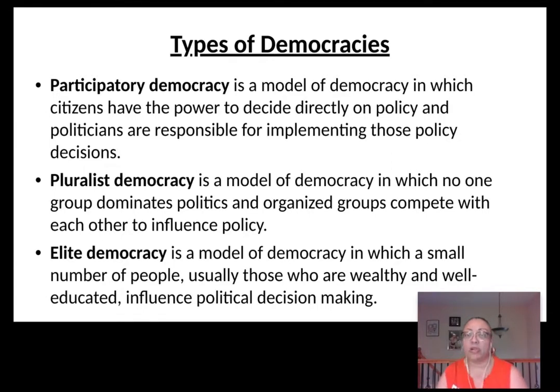A pluralist democracy is one in which you have groups that are competing with each other, okay? But in a pluralist democracy, you don't have any one group that dominates the whole. So if we read our definition, it says a pluralist democracy is a model of democracy in which no one group dominates politics, and organized groups compete with each other to influence policy. Organized groups, i.e. interest groups, which we'll be studying later on in the semester.